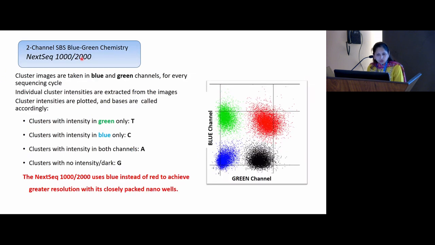NextSeq uses two-channel chemistry, but here blue-green chemistry is used. The cluster images are taken in blue and green channels for every sequencing cycle. Individual cluster intensities are extracted from the images and plotted, and bases are called. Clusters with intensity in green are only T, with blue are only C, and clusters with intensity in both channels are labeled as A, and dark clusters appear as G. It uses blue instead of red to achieve greater resolution with its closely packed nanowells.